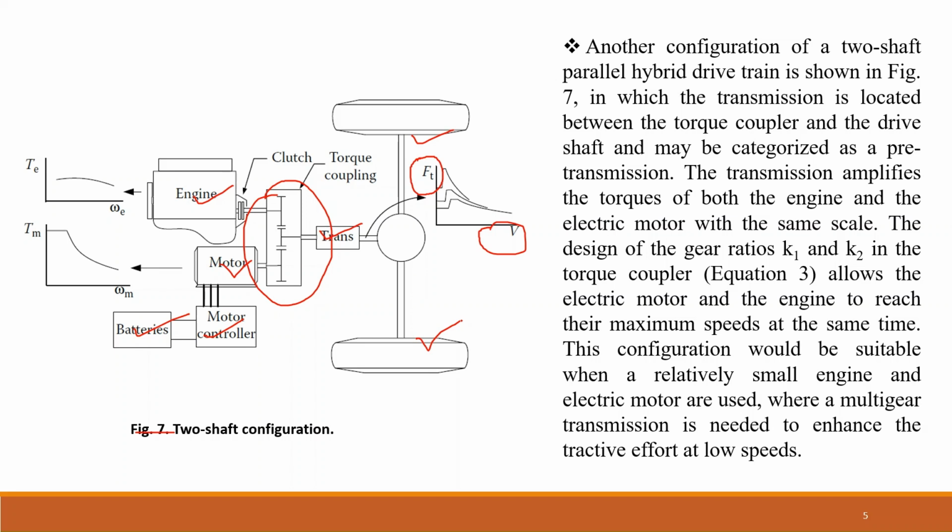And this type of configuration is found to be relatively suitable when we have a small engine and electric motor in use, where a multi-gear transmission is needed to enhance the tractive effort at low speeds. We need a lot of torque and a good tractive effort at low speeds for the propulsion of the vehicle. So there, if this configuration of pre-transmission with a single transmission is used, it will be very beneficial.